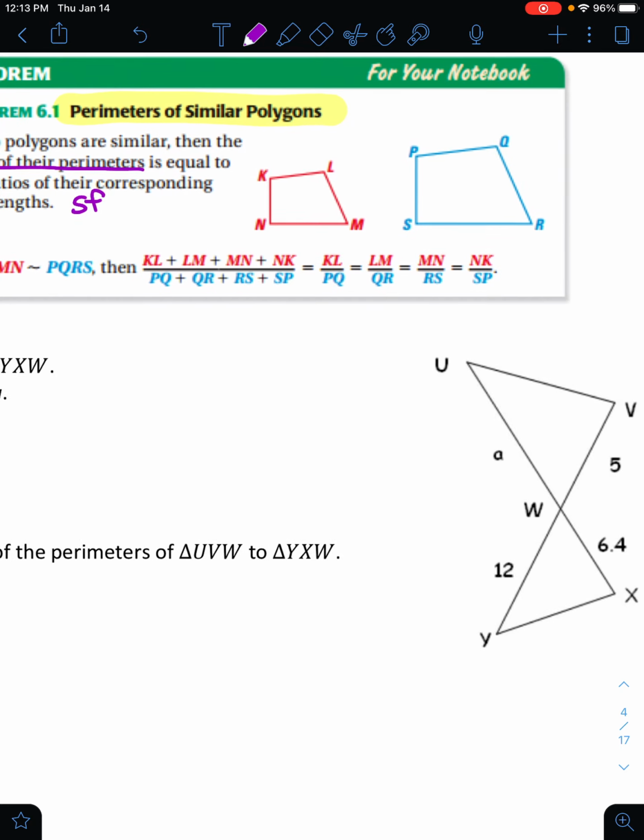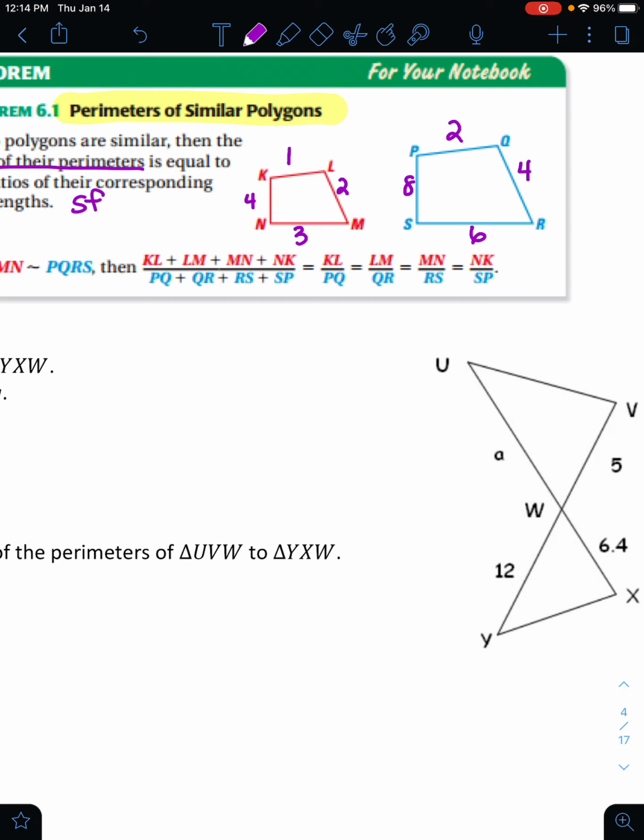So let me just take this example here from red to blue. Let's say the blue one is twice the size of the red one. So let's say that if I double KL, I get PQ, okay? Let's pick different numbers. Let's say LM is 2. That means QR is 4 since it's double. NM, I'll just make it 3. SR would then, of course, be 6. And then 4 and 8. Clearly, it's not drawn to scale, but I'm trying to just prove a point to you.